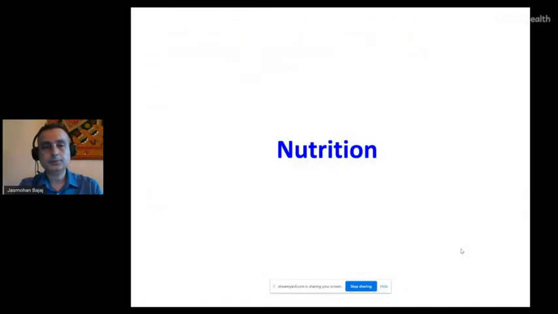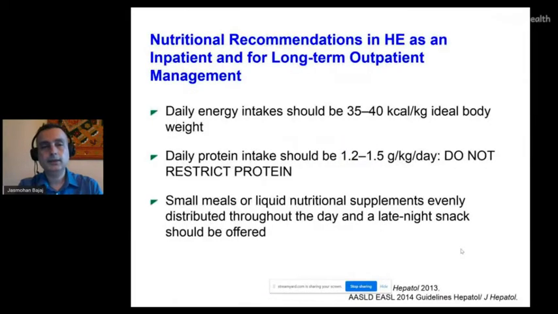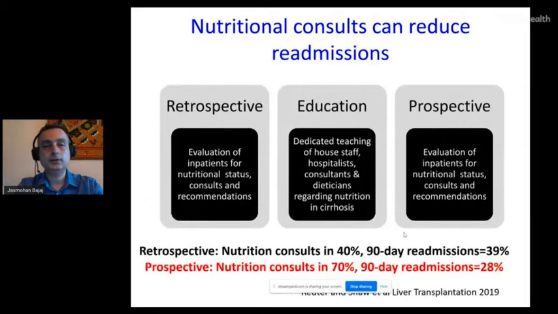So if you look at it, the daily energy intake should be 35 to 40 kilocalories per kg of ideal body weight. If someone is obese or has ascites, that is not the body weight you want to use. You do not want to restrict protein, 1.2 to 1.5 grams per kg per day. Important, a late night snack is very important because, as I told you when we started this, muscle is a big problem. You want to make sure that the muscle is not eaten up during the night because the liver with cirrhosis does not have enough glycogen to actually go through the starvation period at night. So small meals and liquid nutritional supplements evenly distributed throughout the day and a late night snack should be offered. So what happens?